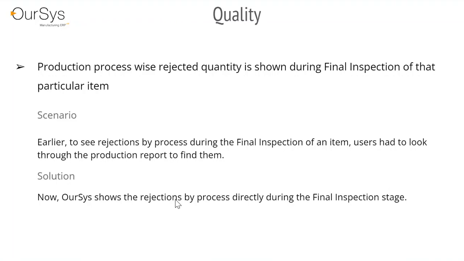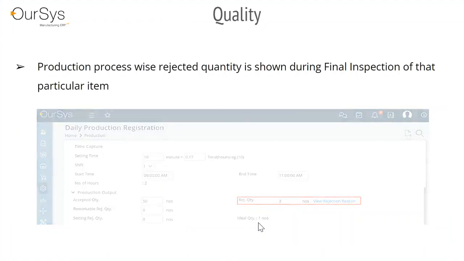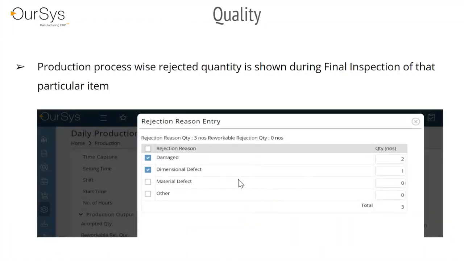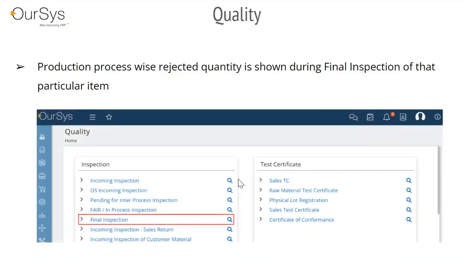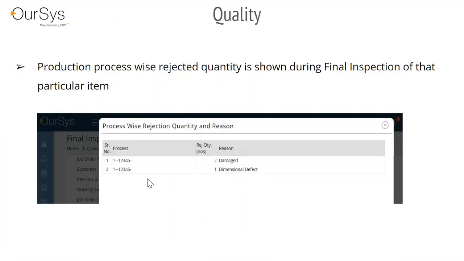So with the help of the image you can see here, while making a daily production entry, I have rejected three quantity as well as defined their rejection reason. Now, when I'm making the final inspection, you can see here we have given the intelligence button, where the production inspector, the QC inspector, can directly select on it, and he will be able to see the process wise rejected quantity with their reason.